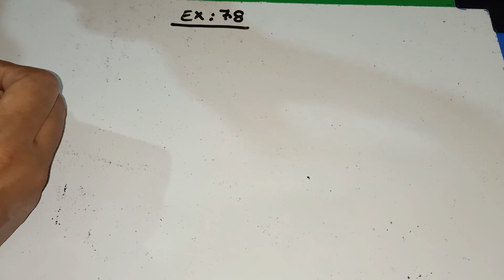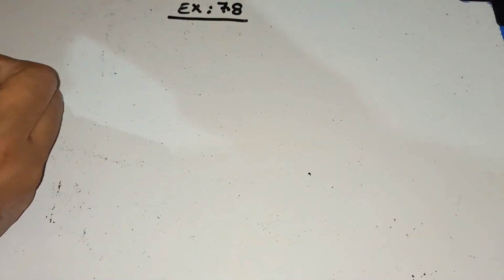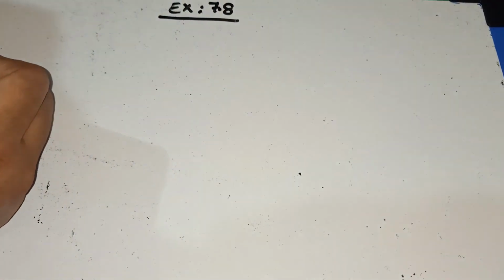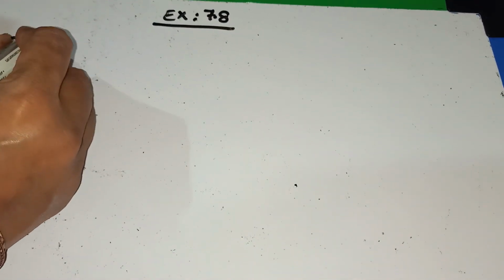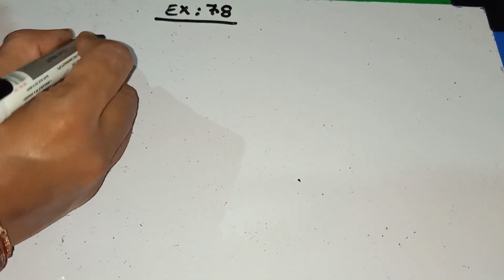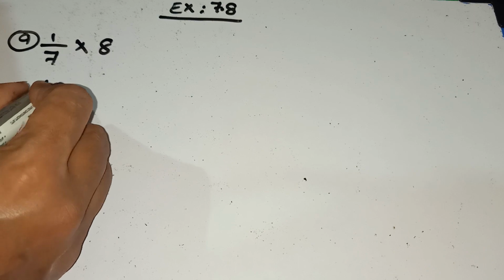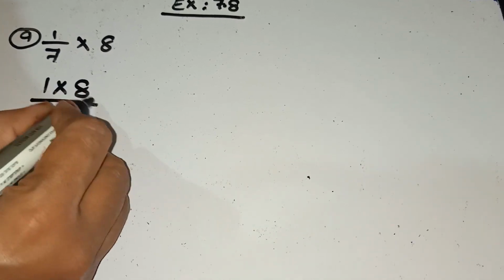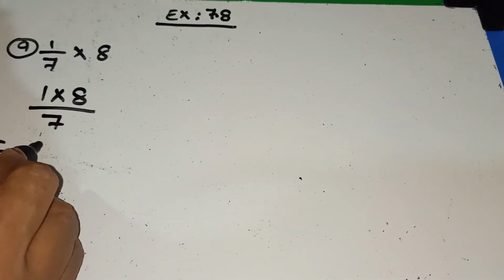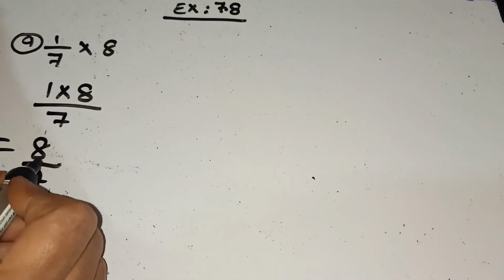So today I am going to start exercise 7.2, and in this exercise only multiply is given. So look carefully. Question number A I am solving here. 1/7 × 8. What will you do? You multiply 1 and 8, and 7 is the denominator, and the answer is 8/7.